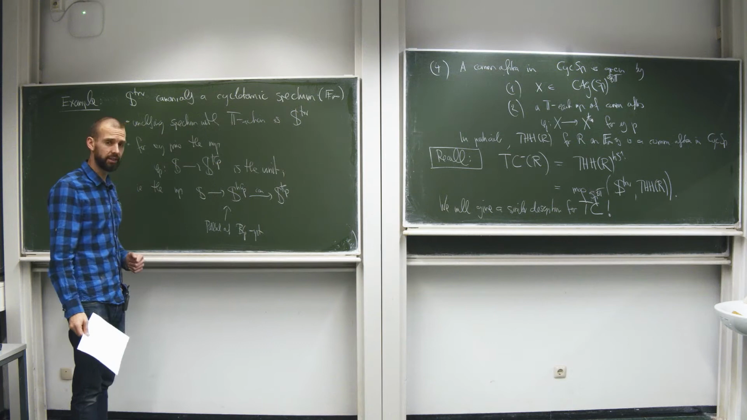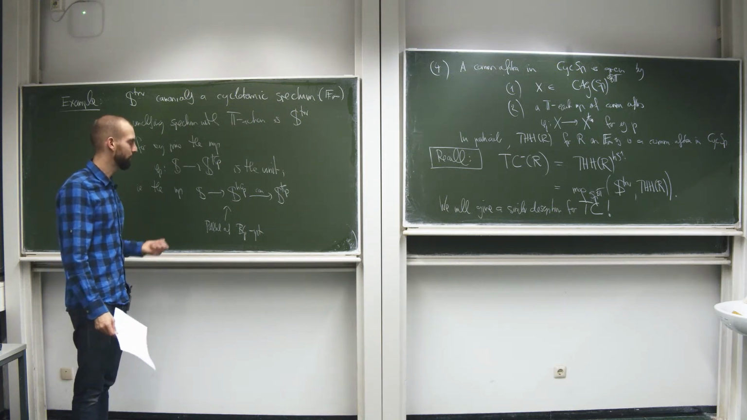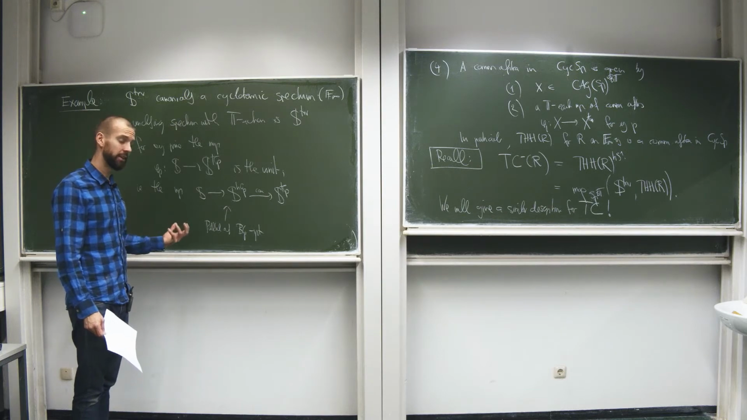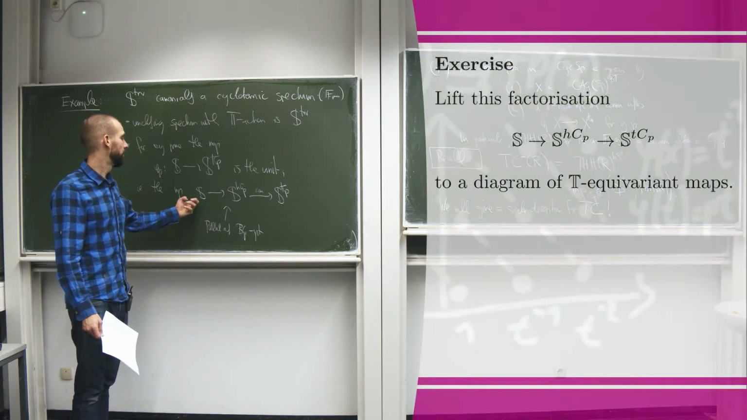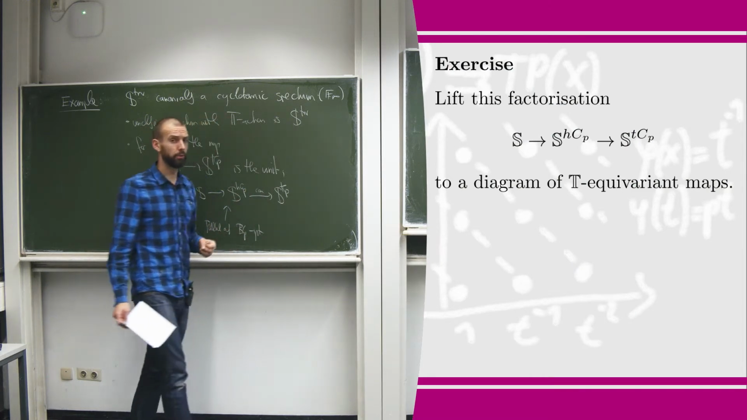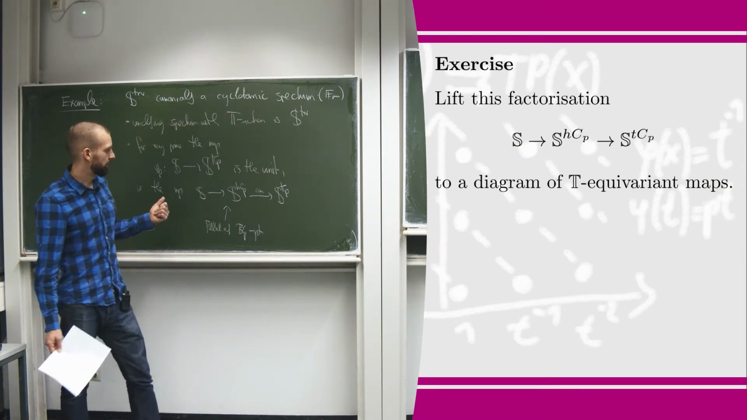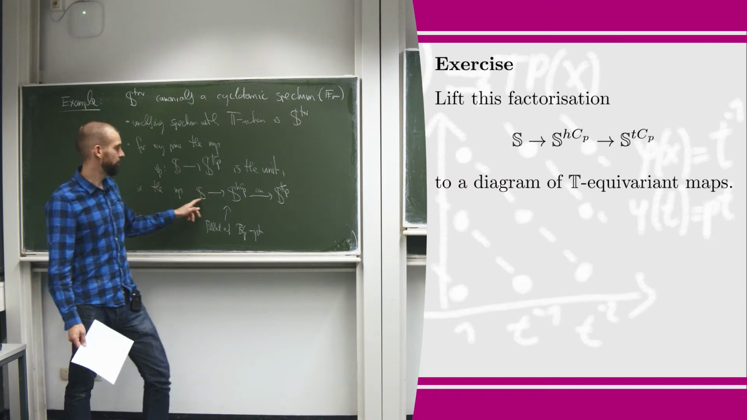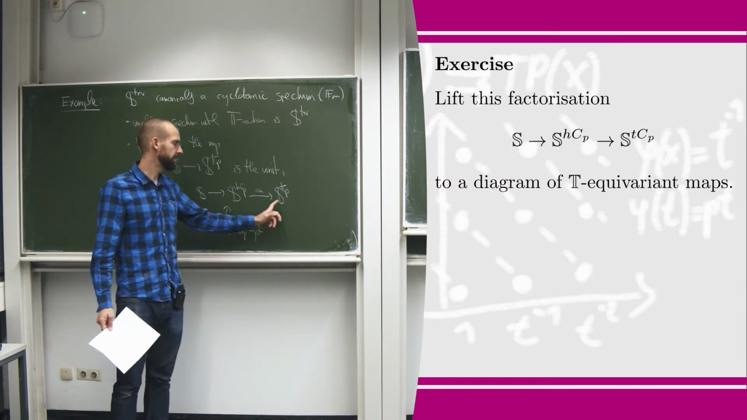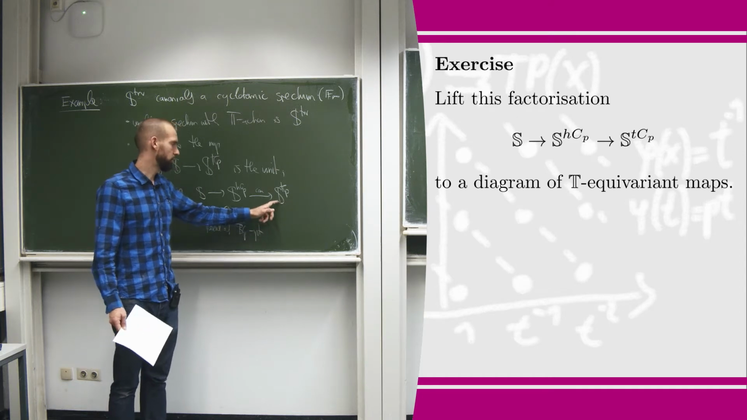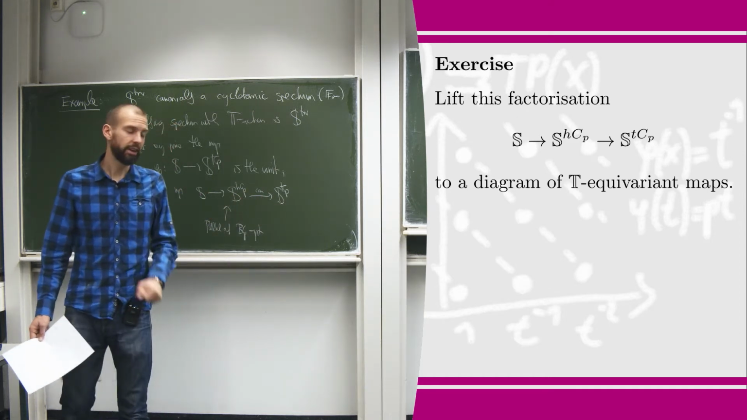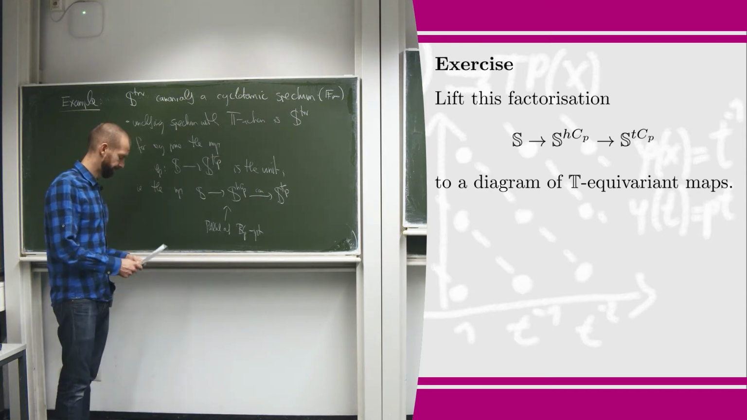It's a good exercise to check if you understand what equivariant maps are, why this is a T-equivariant map, what this even means. Because one has to be a little bit careful with the action here. Even though the action here is trivial, you have to be careful as to contemplate the correct action here, or maybe here. Okay, I want to leave that as an exercise.